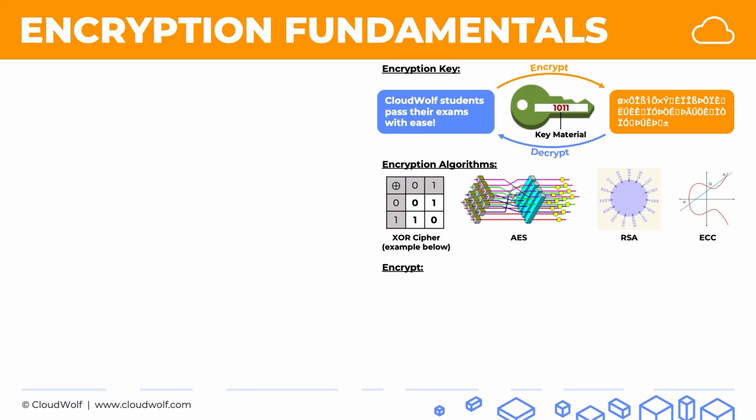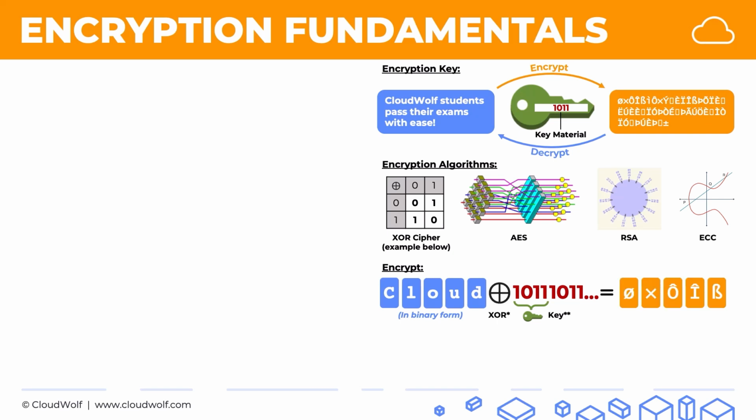In terms of encryption, let's have a look at how this works. Let's say you have the word cloud. You want to encrypt it. Well, you'll need to write it out in binary form, and then you'll take the key that you have, and you'll replicate it many times. You'll write it out in repeat until you match the length of the input in binary form. Then you apply the XOR operator, and you'll get a result as an output.